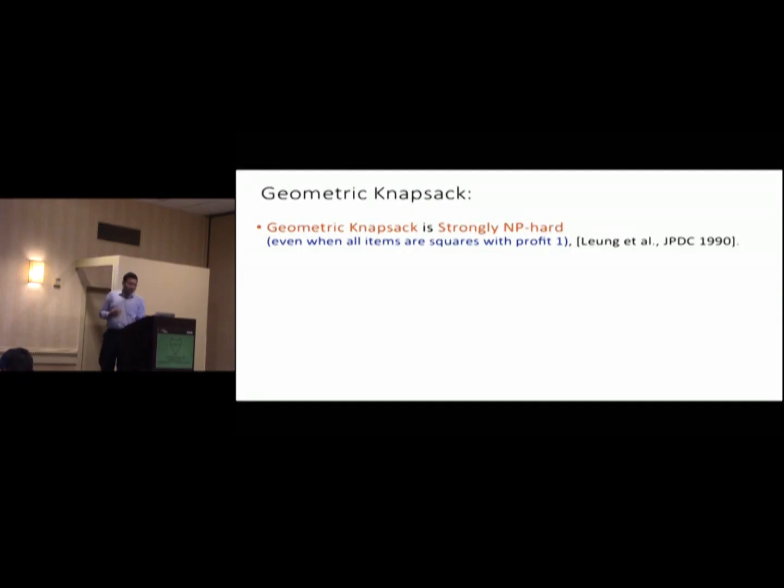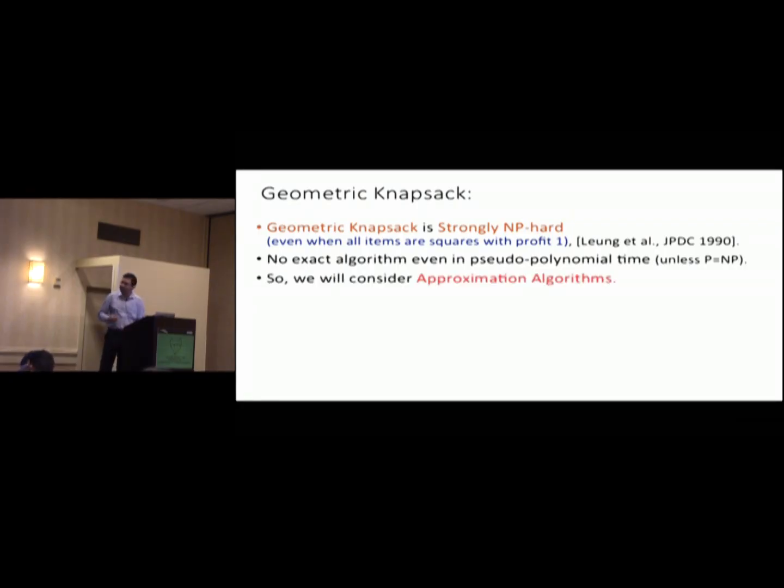Now, the geometric knapsack problem is strongly NP-hard, even when all items are squares with profit 1. So we don't expect an exact algorithm even in pseudo-polynomial time. And we'll consider approximation algorithms. And this is a maximization problem. An algorithm is alpha approximation if for all input instances the optimal is within alpha factor of the algorithmic solution.